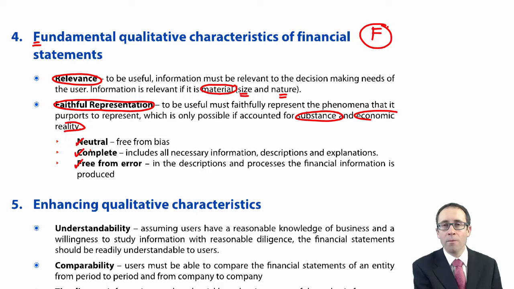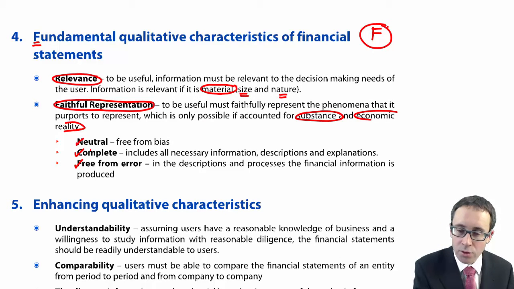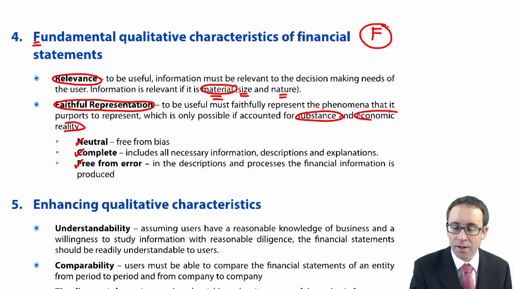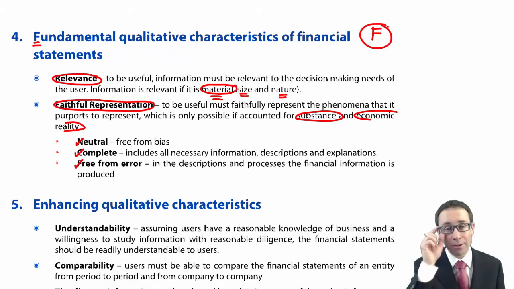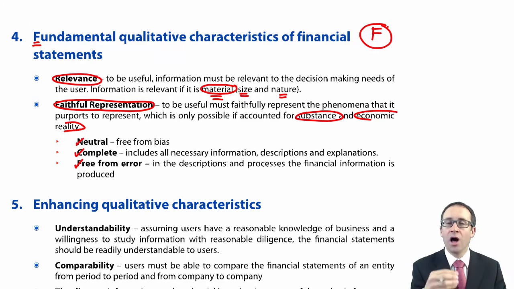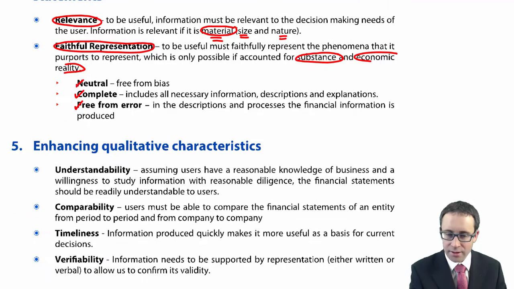The information within the financial statements should be free from error, but do note that when we're talking about error, it needs to be free from material error. The users of the accounts are only interested in things that are material, but do be aware a lot of small errors could combine to be one big material error. So that's something you would need to be aware of as an auditor. Okay, so that's the fundamental qualitative characteristics.